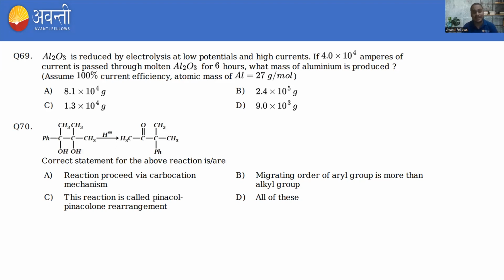Al2O3 is reduced by electrolysis at low potential and a high current. If 4 into 10 raised to the power 4 ampere of current is passed through molten Al2O3 for 6 hours, what mass of aluminium is produced? Assume 100% current efficiency and atomic mass of aluminium is assumed to be 27 gram per mole.